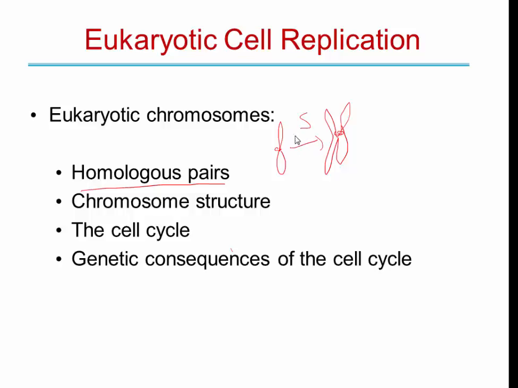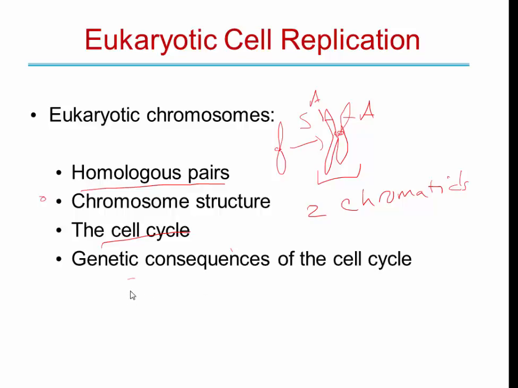That's S phase. We're going to talk about the cell cycle. That's where S phase comes in. And then here's a chromosome, and it has two chromatids. These chromatids are identical because they just got copied. So if you have a big A on one, you've got a big A on the other. We'll talk about that. We're not going to talk a whole lot about chromosome structure, just a little bit. The cell cycle and genetic consequences of the cell cycle.